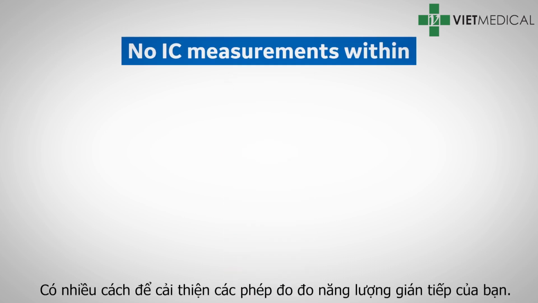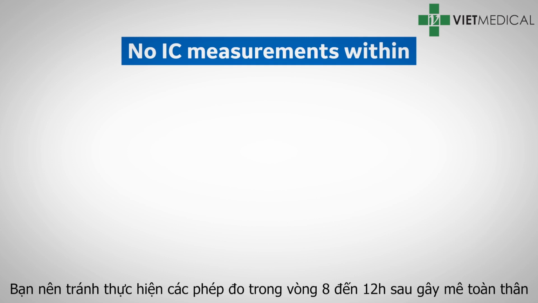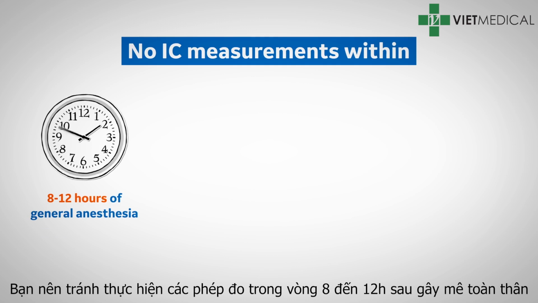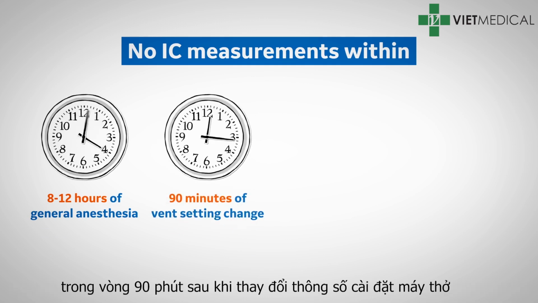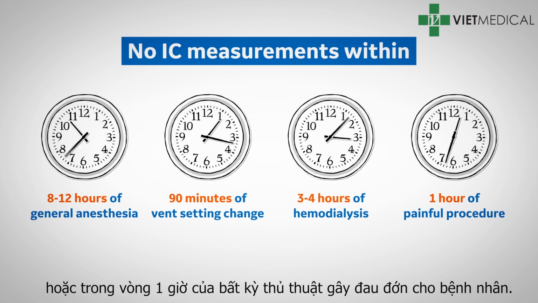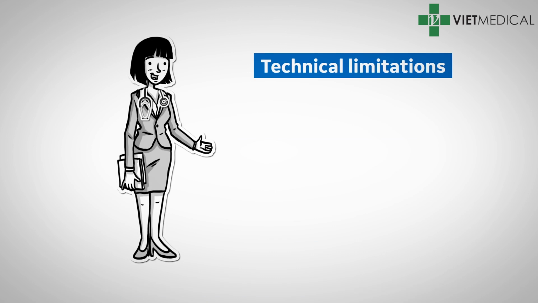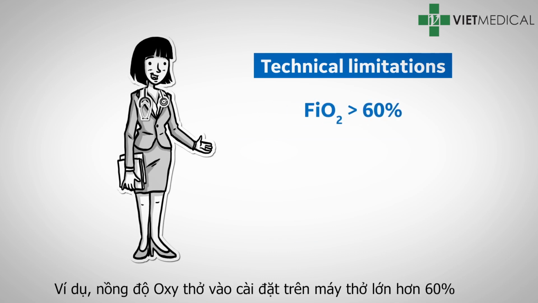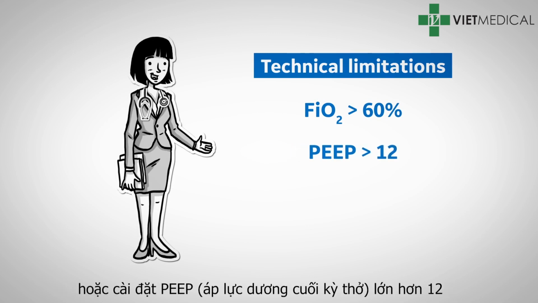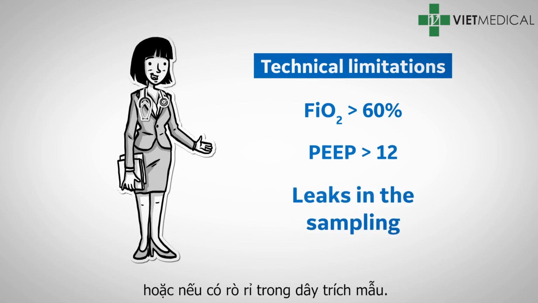There are ways to improve your indirect calorimetry measurements. They include avoiding saving measurements within 8 to 12 hours of general anesthesia, within 90 minutes of changes in ventilatory settings, within 3 to 4 hours of intermittent hemodialysis, or within 1 hour of any painful procedures. There are also technical limitations that preclude measurement. For example, if the fraction of inspired oxygen on the mechanical ventilator is greater than 60%, or if PEEP, positive end expiratory pressure, is greater than 12, or if there are leaks in the sampling system.